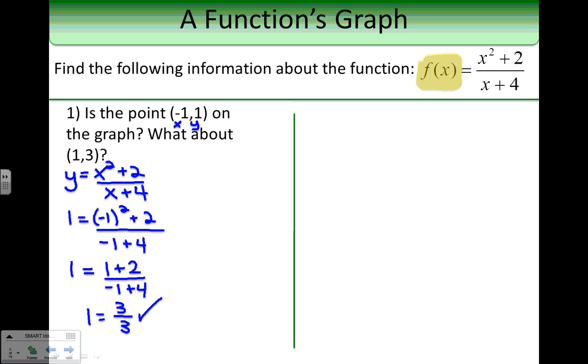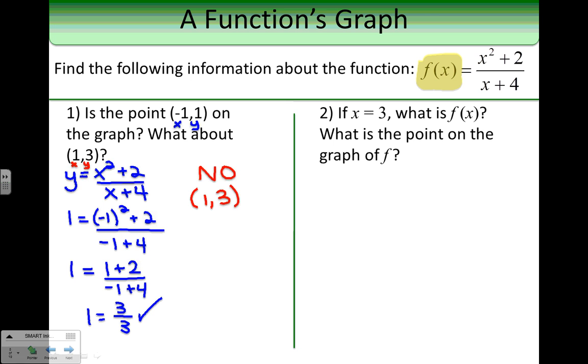So when you plug in 1, 3, 1 for your x and 3 for your y, you should get the answer no. Okay, (1, 3) is not on the graph of this function.